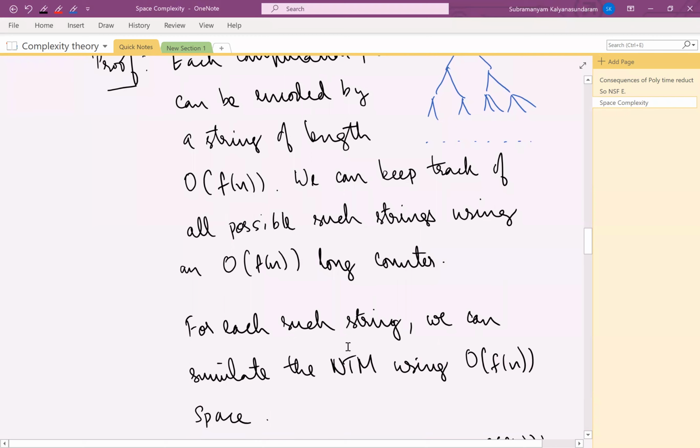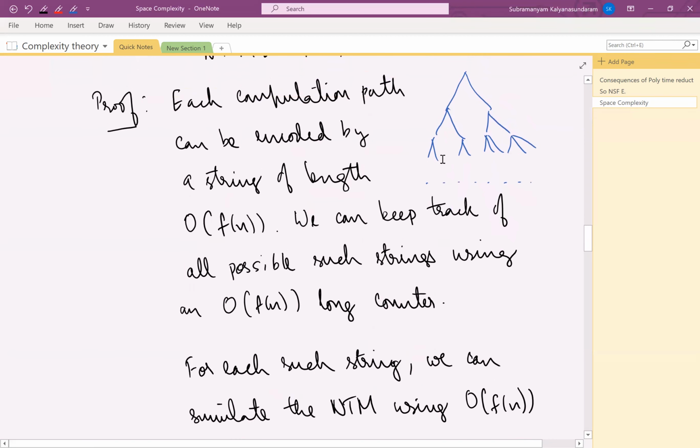Now, if I tell you that this is the path that I followed, let's say I tell you 0, 1, 1, 1, 0, 1, the string corresponding to a particular leaf, then the deterministic Turing machine will exactly make those choices, reach the leaf, and see what the outcome is. And then it can go and compute the next string. So the deterministic Turing machine will go to each of these leaves and check what the outcome is.